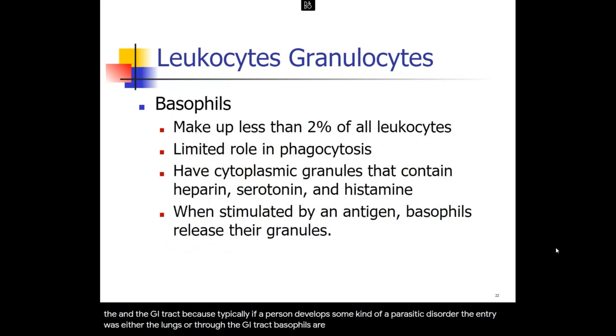Basophils are less than 2%, and they're very limited on the phagocytosis side. They do have the granules that contain heparin, serotonin, and histamine. And when an antigen stimulates the basophil, it releases its granules. And so it releases the histamine. So that's why when a patient is having an allergic response, we want to give them an antihistamine.